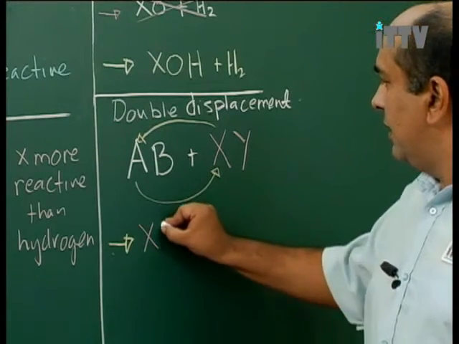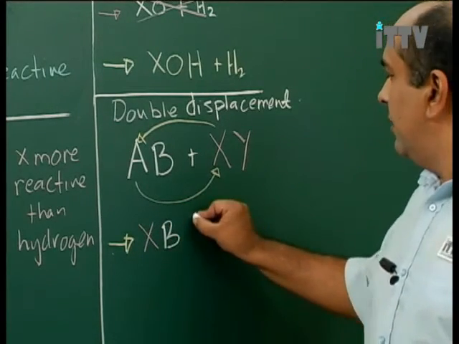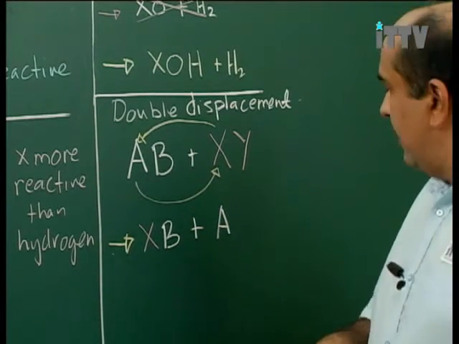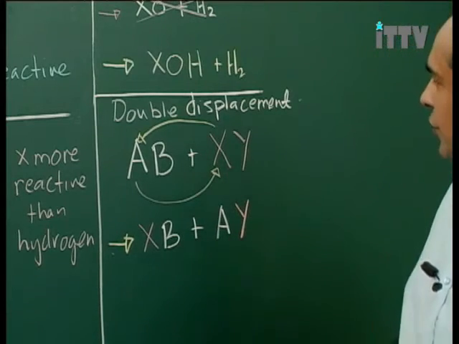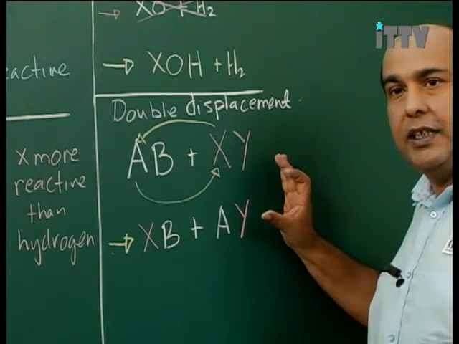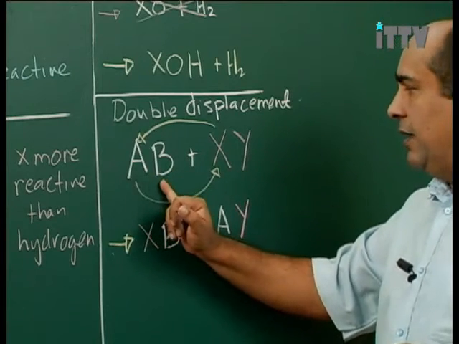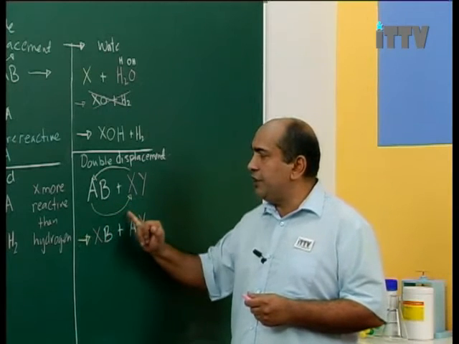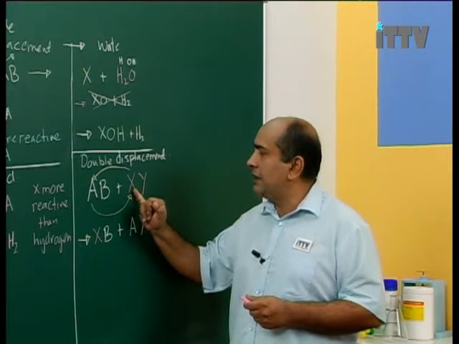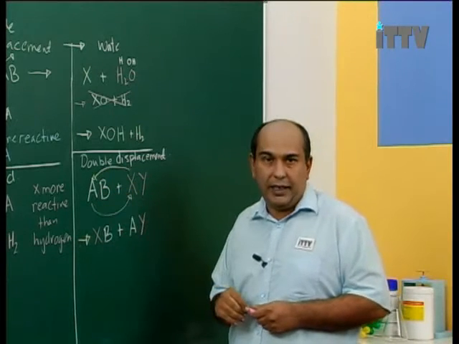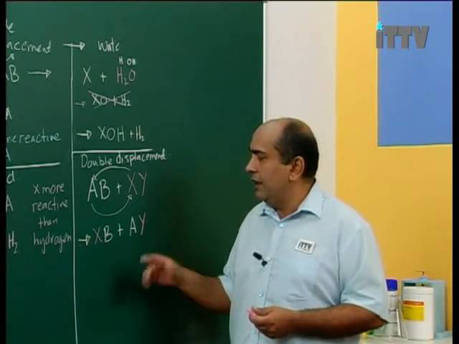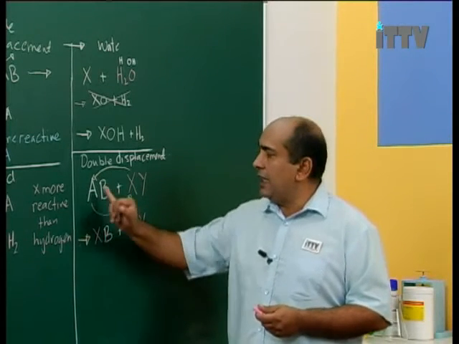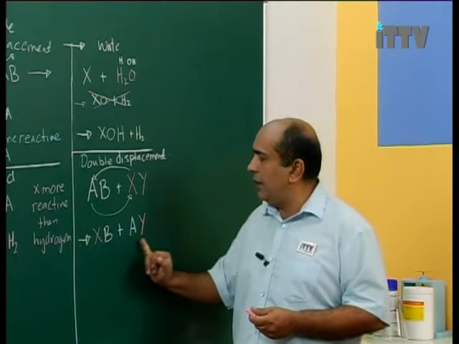XB plus AY, like so. So let's have a clear look at what's occurred here. AB plus XY. A changes place with X, X changes place with A. What do you get? You get X joining up with B, XB, and A now joining up with Y, AY.